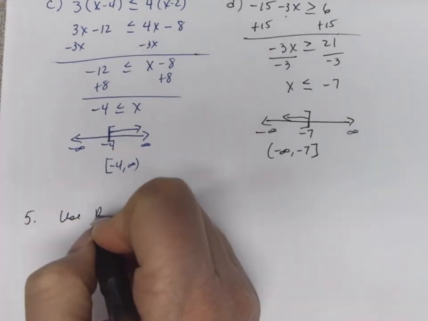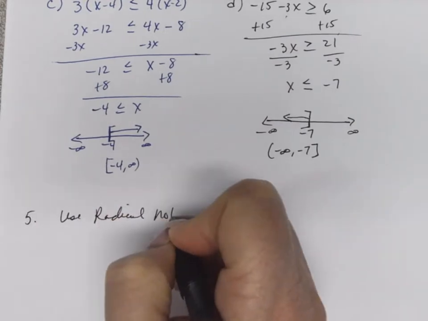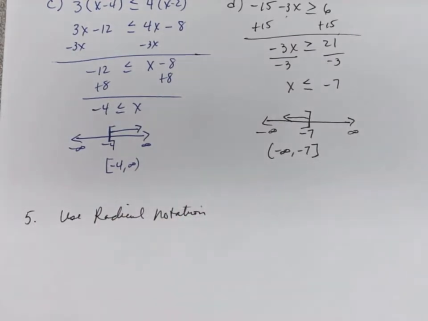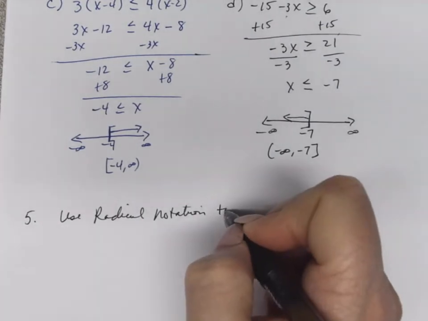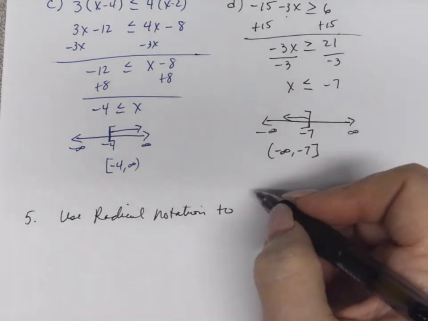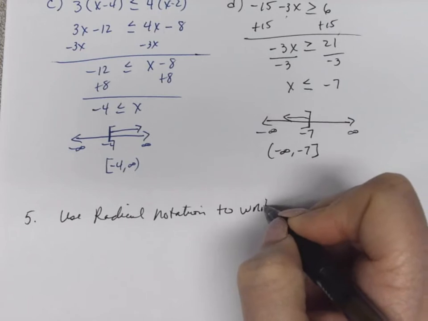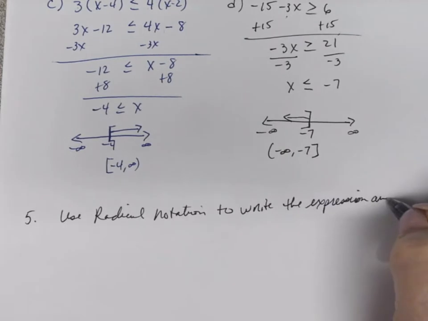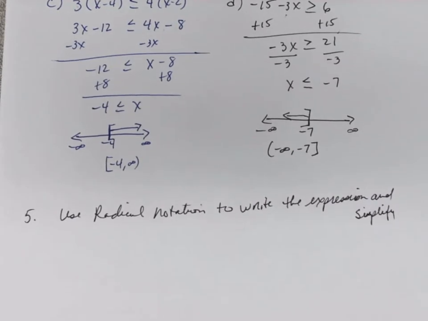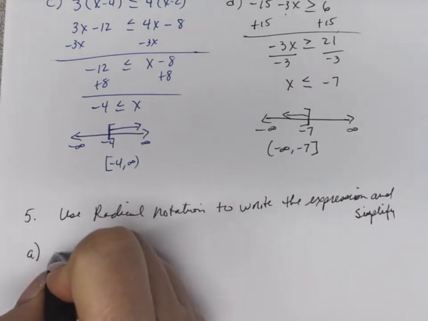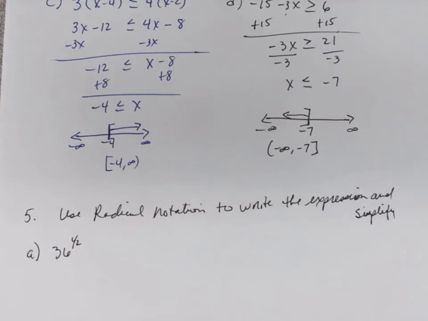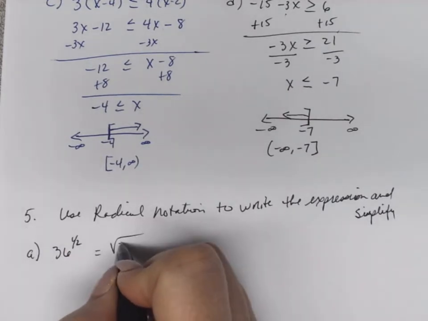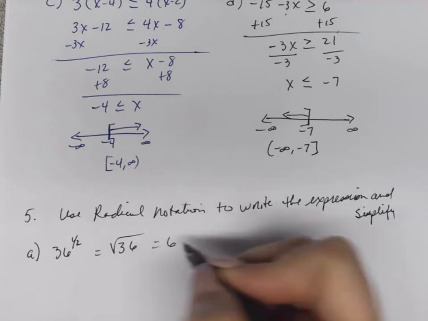We're going to use radical notation to simplify. Write the expression and simplify. All right, so part A, we have 36 to the 1/2. To the 1/2 power is the same thing as the square root of 36, and the square root of 36 is 6.